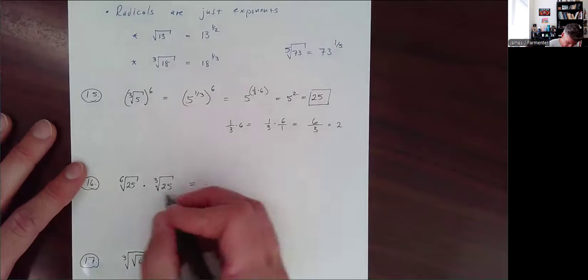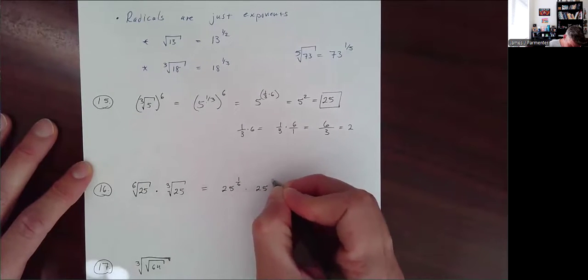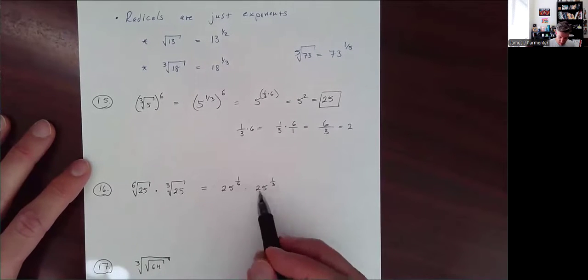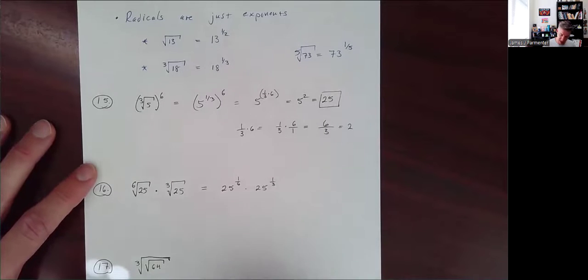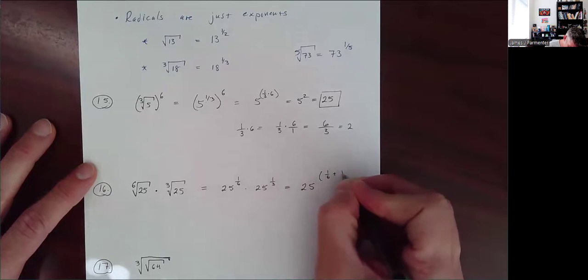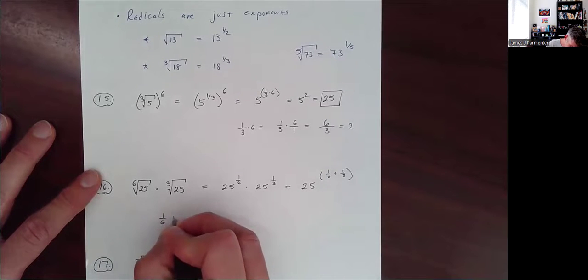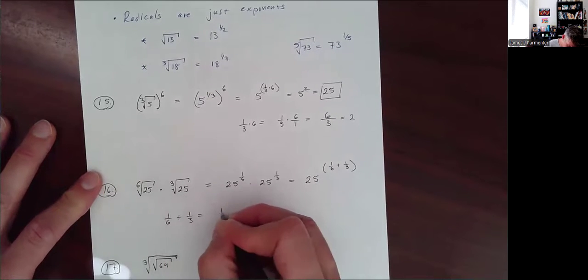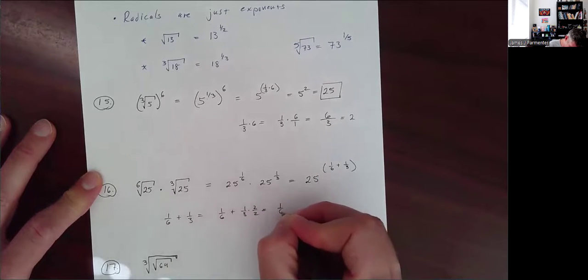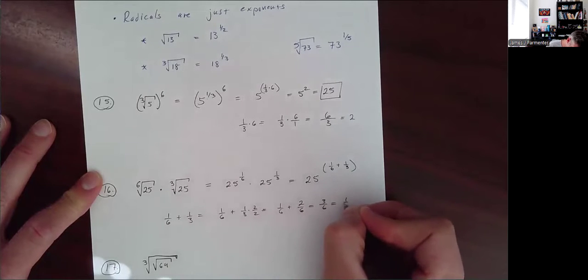Here, we have 25 to the 1/6 times 25 to the 1/3. When we have bases with powers multiplied together, we add the powers, right? That's our additive law of exponents. So it's going to be the same as 25 to the 1/6 plus 1/3. To add those fractions, we need a common denominator. 1/6 plus 1/3 is the same as 1/6 plus 1/3 times 2 over 2, which is 1/6 plus 2/6, which is 3/6, which reduces to 1/2.